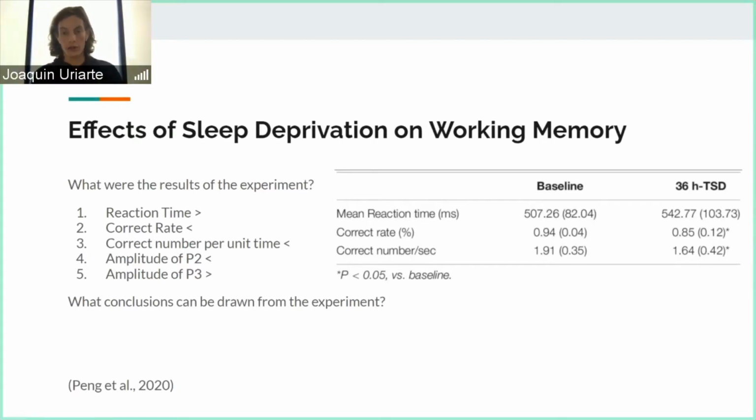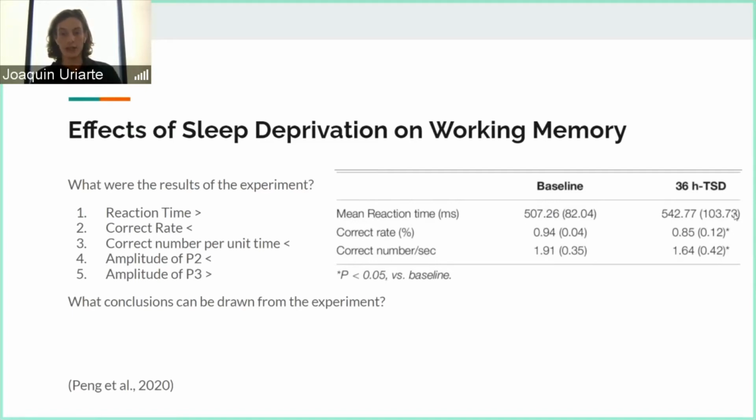For the former, the reaction time was much longer in the second recording, where the participants had already undergone 36 hours of total sleep deprivation. In the table, you can see that on the right-hand side, it took them almost 30 minutes more. The correct rate and correct number per unit time also decreased in the second recording of the data.